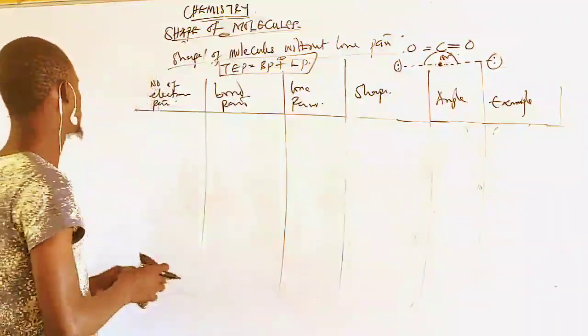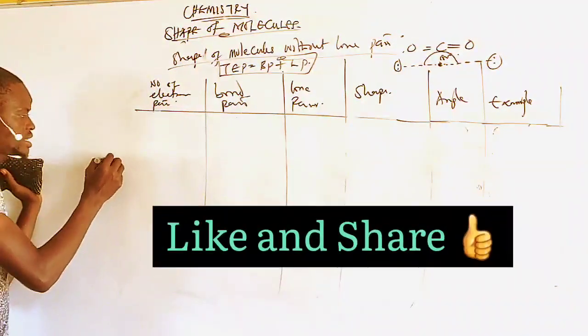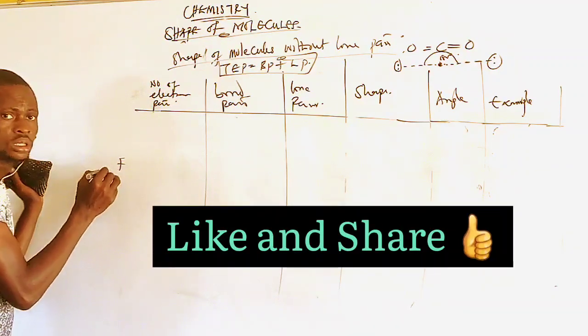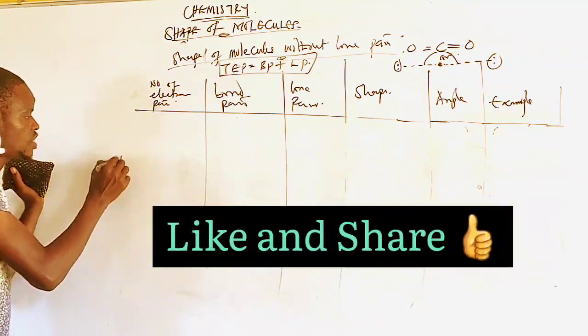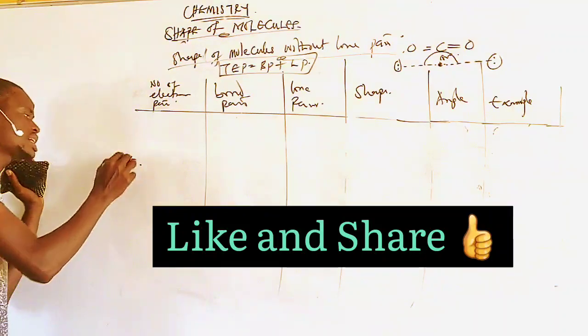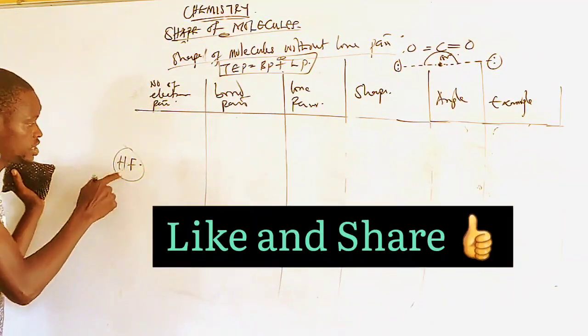Okay, let me try to draw something else for you. Hydrogen fluoride, the central atom should be fluorine. So we have hydrogen and what? Fluorine. Fluorine is the central atom.